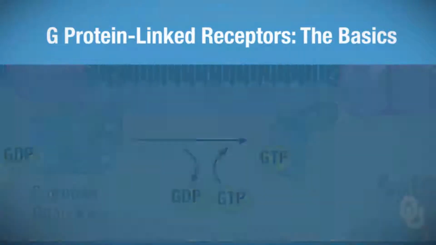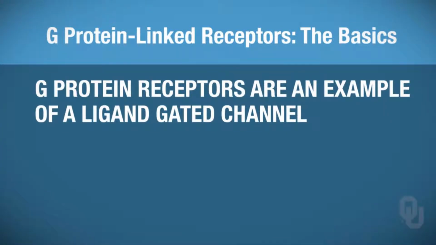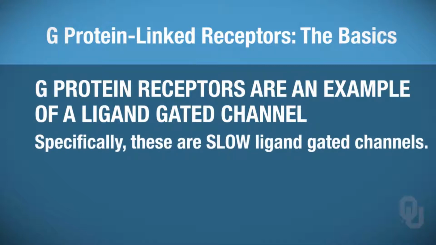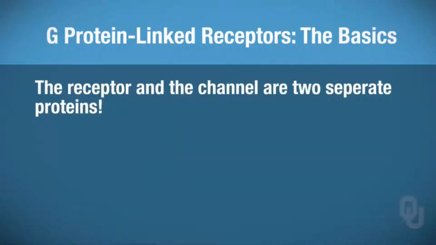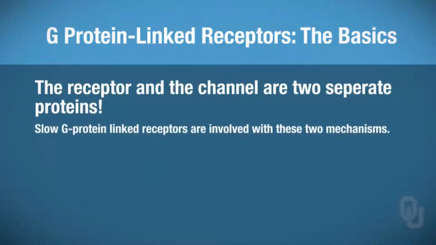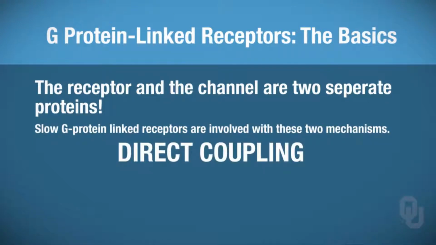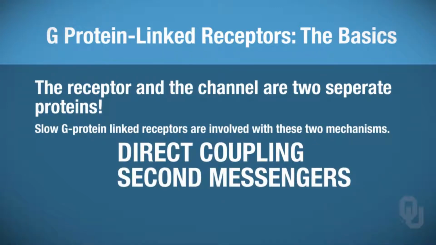You need to remember that G protein linked receptors are an example of a ligand-gated channel. These are slow ligand-gated channels, like I mentioned earlier. If they're slow, are the receptor and the channel the same protein, or are they two separate proteins? Well, they're two separate proteins. Slow G protein linked receptors are involved with two mechanisms that we will discuss: direct coupling and second messenger. We'll be discussing each of these.